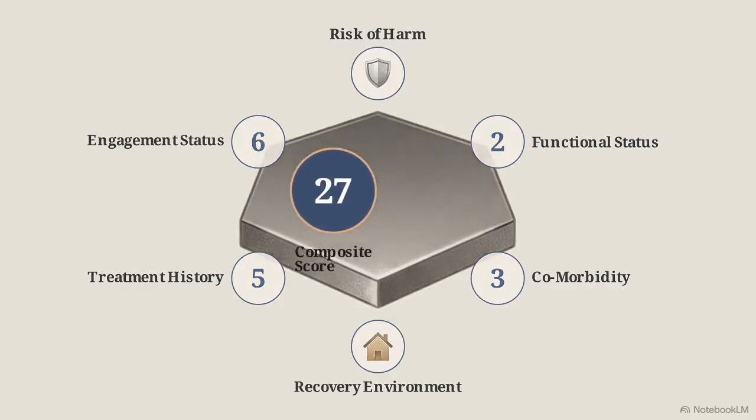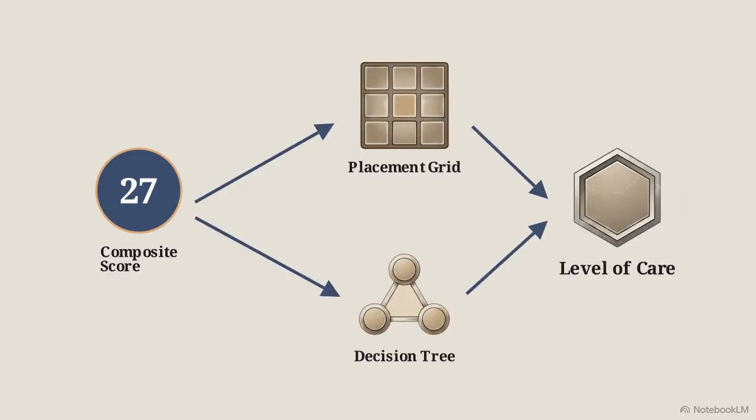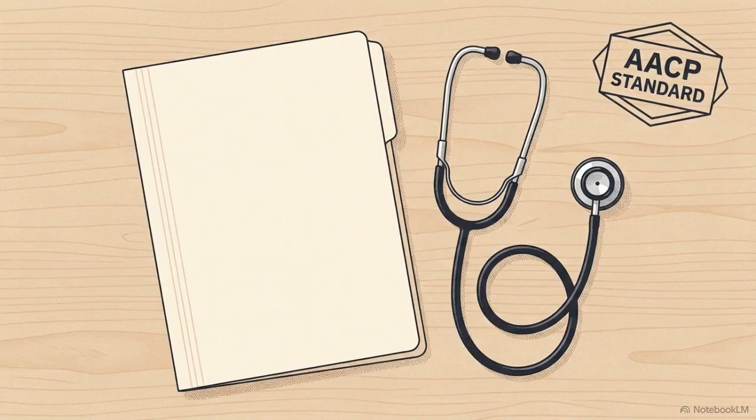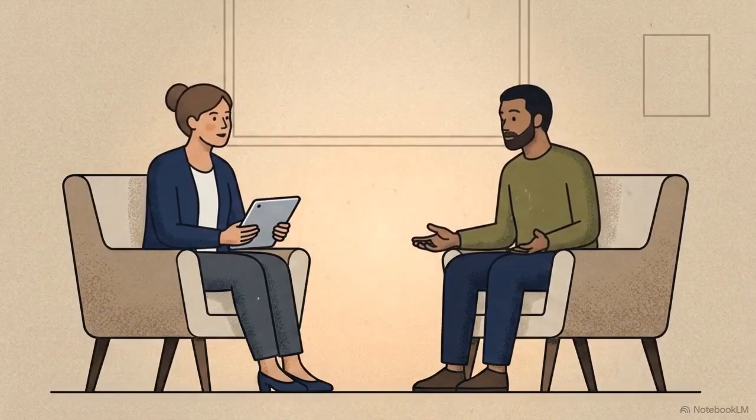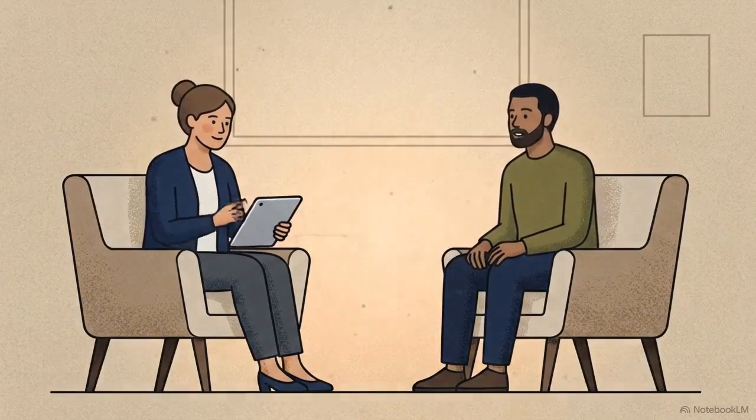These scores generate a composite number, which you will then apply to a placement grid and a decision tree to reach a recommendation. This framework translates clinical observations to a recommendation consistent with AACP standards and the specific needs of the person you are treating. To see how this looks in the field, we'll walk through a collaborative continued stay review with a 34-year-old client.